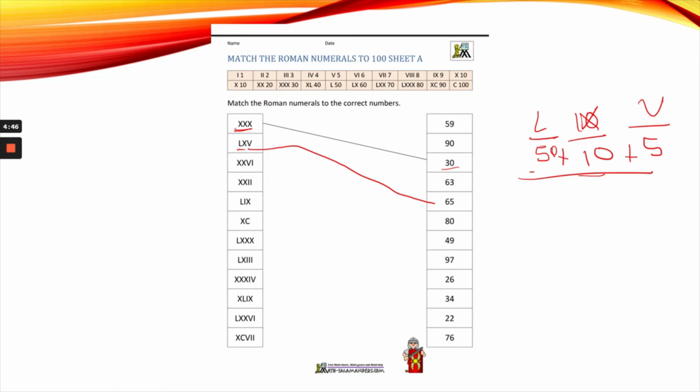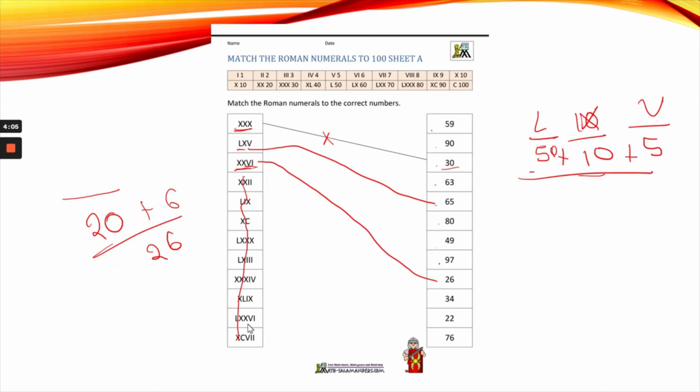So now I will do one more. After that you can do it. Now the third is X plus X is 20. This is 20. This is V plus I equals 6. 20 plus 6 is 26. Let's find where is 26. 59, 90, 30, 63, 65, 80, 49, 97, and there is 26. Okay, wow, we got it. Now, these two I have done, and one is done before only. So now, these you have to do.